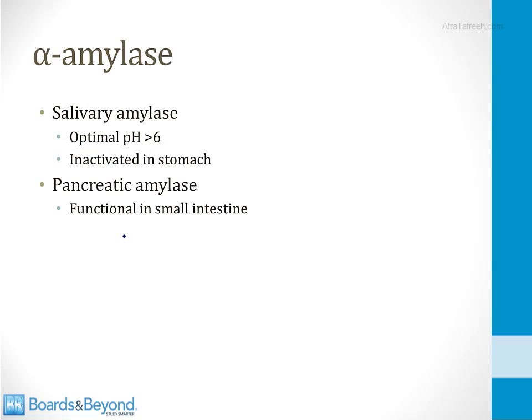You may know that there is also an alpha amylase secreted by the pancreas. Salivary amylase has an optimal pH of greater than 6, so when it reaches the stomach it becomes inactive. Pancreatic amylase is secreted then in the duodenum and functions in the small intestine.